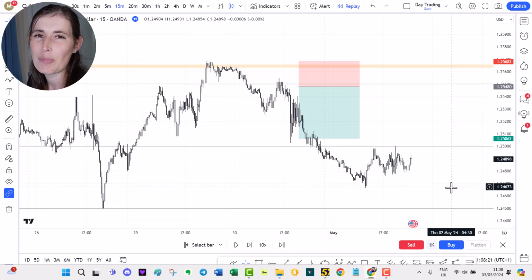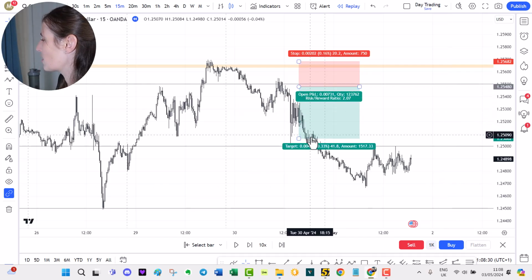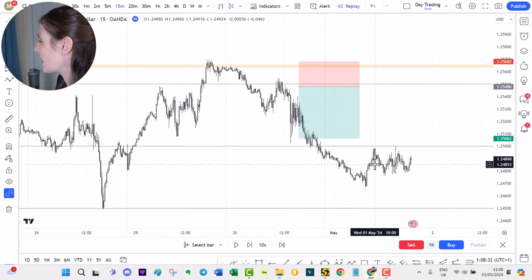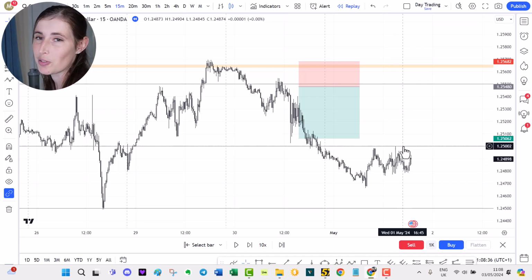Moving this on in time to the following day, the Wednesday evening, just before the FOMC news release was due out. As you can see, price just kind of trended lower throughout that evening, and it was just consolidating underneath this institutional price level at 1.25.